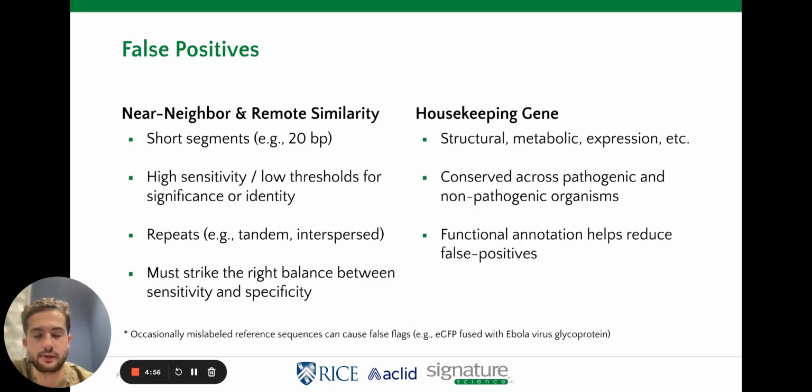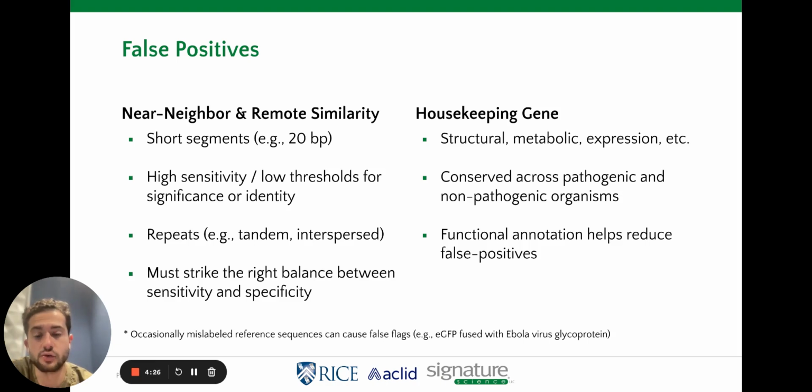There are two major types of false positives: similarity-based and function-based. False positives due to similarity can be because of remote matches or due to near neighbors between highly pathogenic agents and those that aren't as severely pathogenic or not pathogenic at all. Some common reasons for this are inappropriate thresholds or very short sequences, which can cause spurious alignments, or sometimes the sequences themselves can be highly repetitive, leading to the wrong identification.